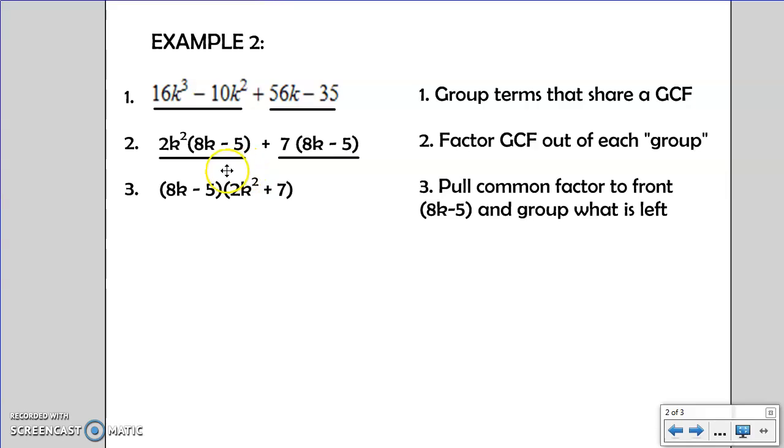Then we pull that common factor out to the front and put here whatever is left, which is a 2k squared plus 7. There's nothing else we could do here because there's no further factoring that will happen.